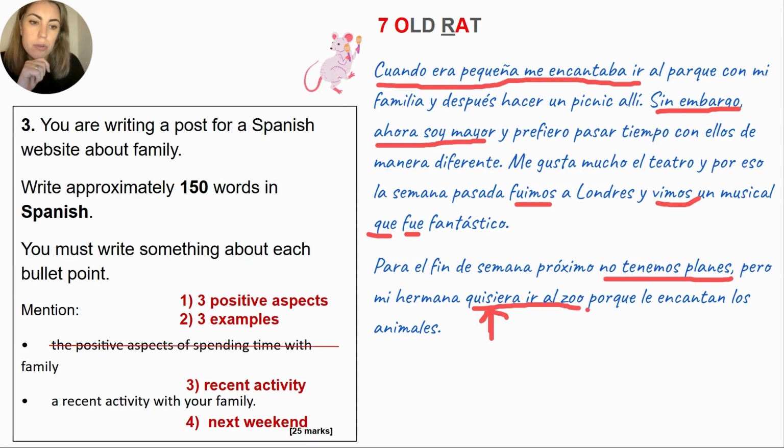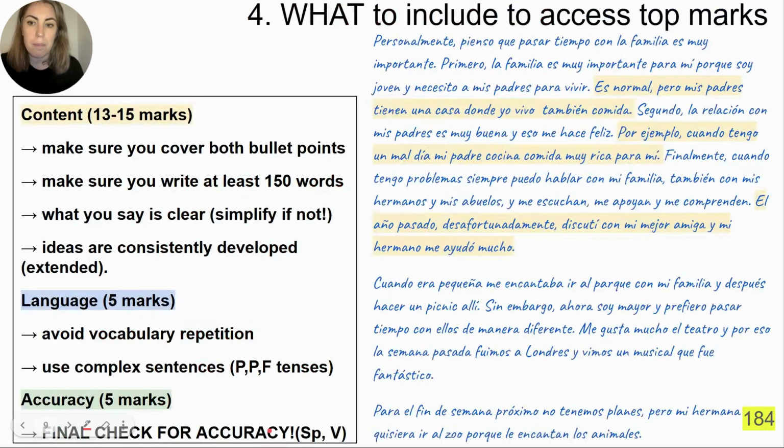She would like to go to the zoo. Why? Porque le encantan los animales, because she loves animals. Okay. And that would be it. Now, in total, this part is 73 words. You can see there's a little imbalance between the first bit and the second bit of your piece of writing. But as long as everything has been covered, that is fine. Okay. So what is it that we have to include to access top marks?